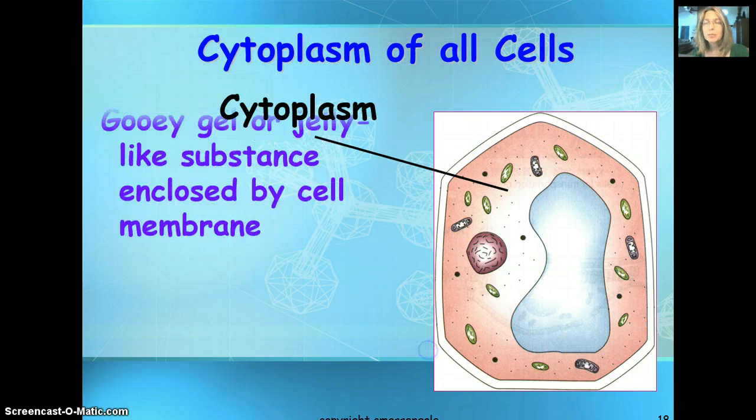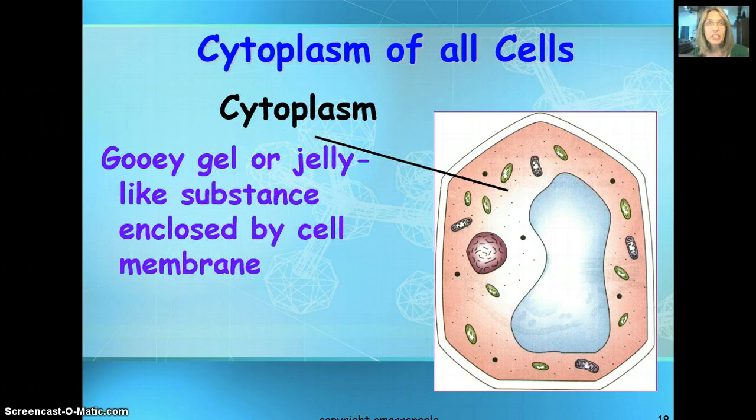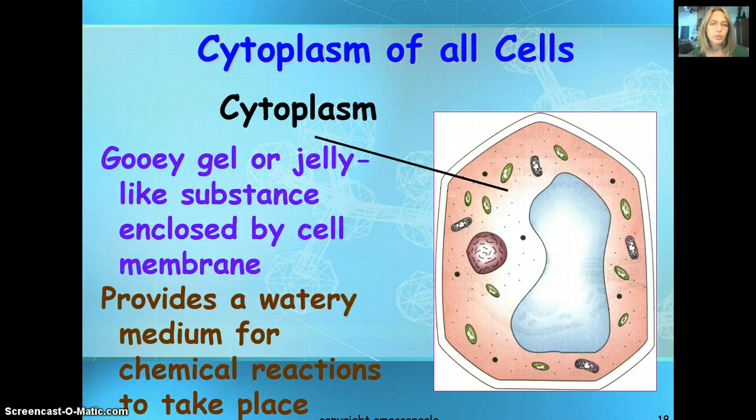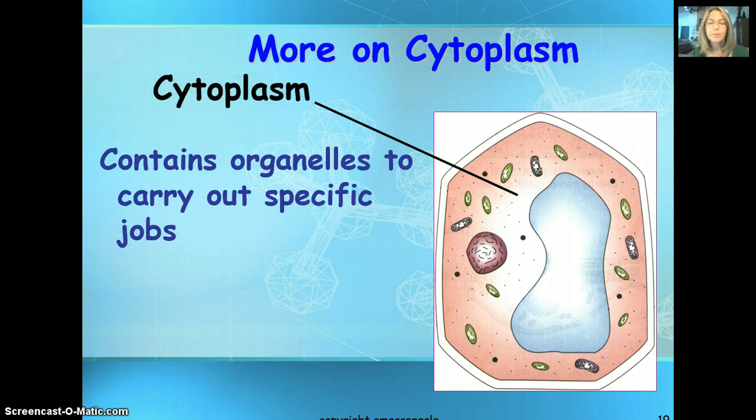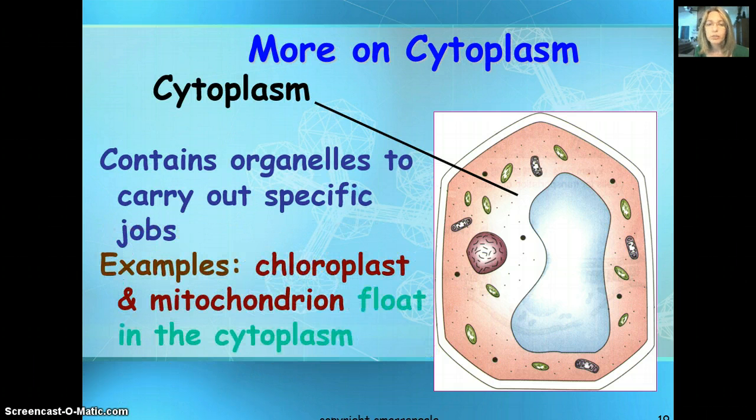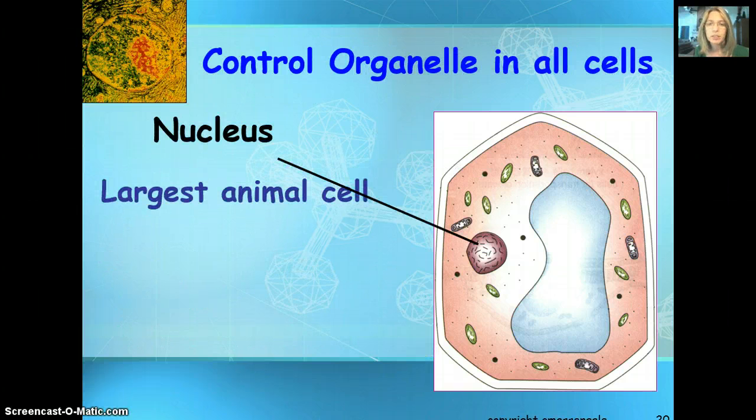The cytoplasm is that ooey gooey jelly-like substance that all the organelles are floating in. It provides a watery place for chemical reactions to occur. This is where those organelles are floating around doing their jobs, like the nucleus. The nucleus is the largest organelle in an animal cell.